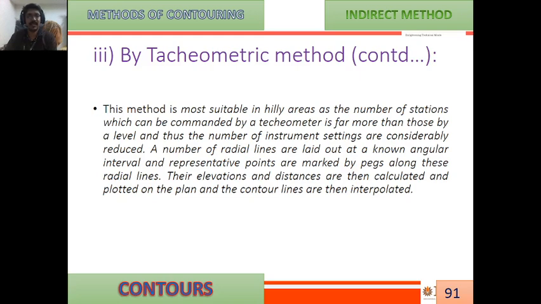A number of radial lines are laid out at a known angular interval, and representative points are marked by pegs along these radial lines. Their elevation and distance are then calculated and plotted on the plan, and the contour lines are then interpolated. I hope you understood about the various direct methods and indirect methods to draw the contour map for the various applications, right?